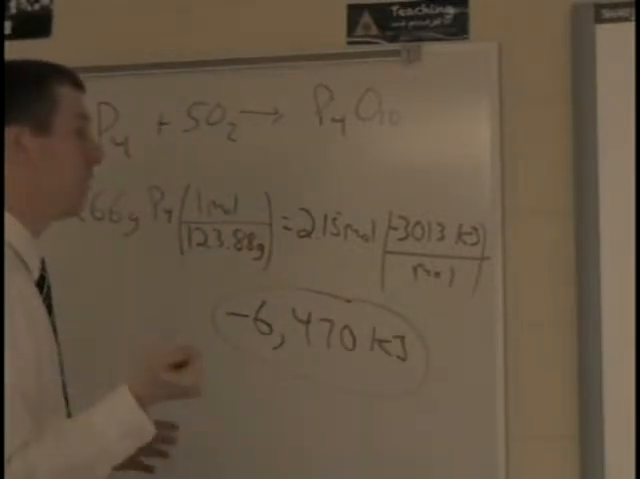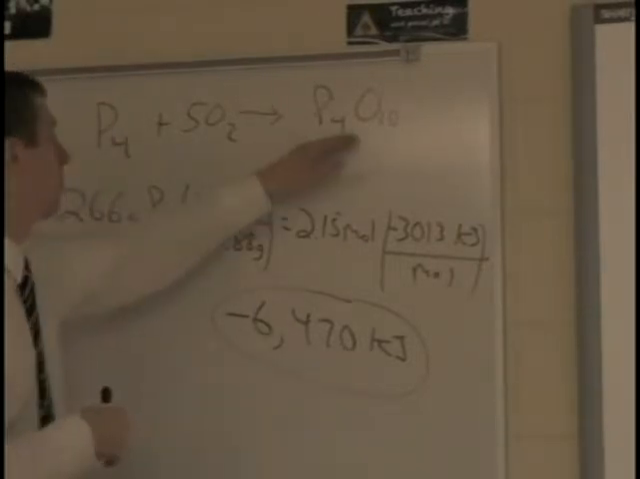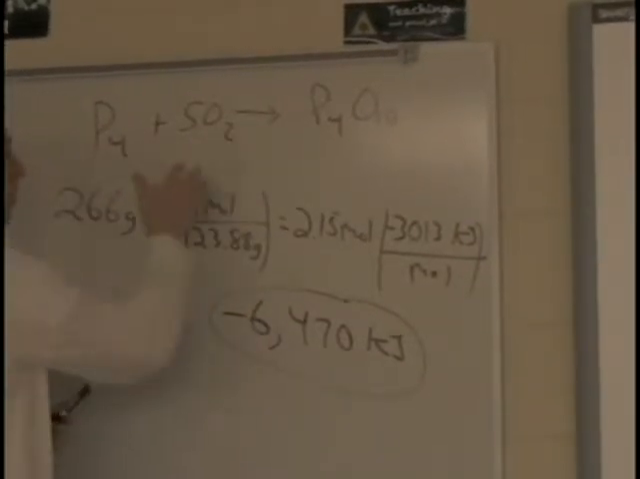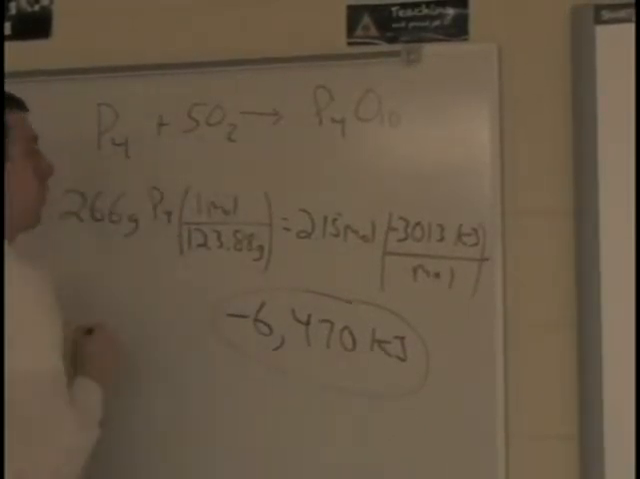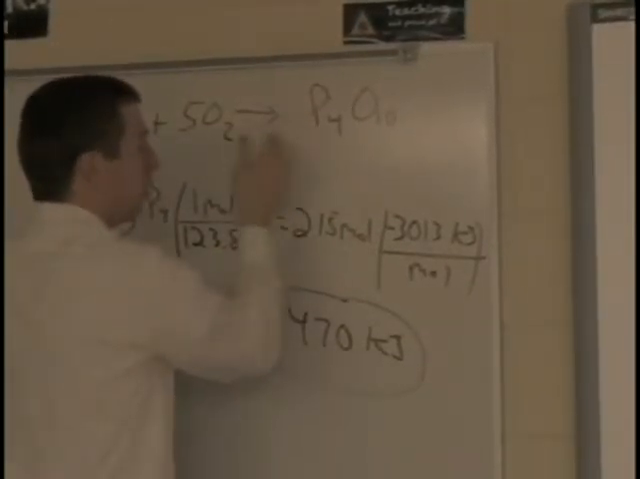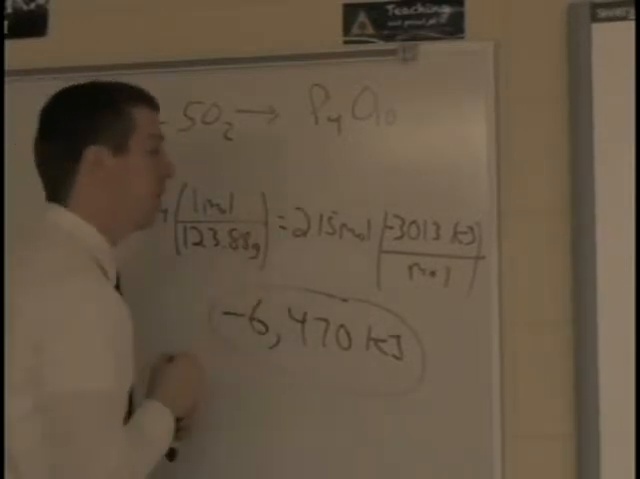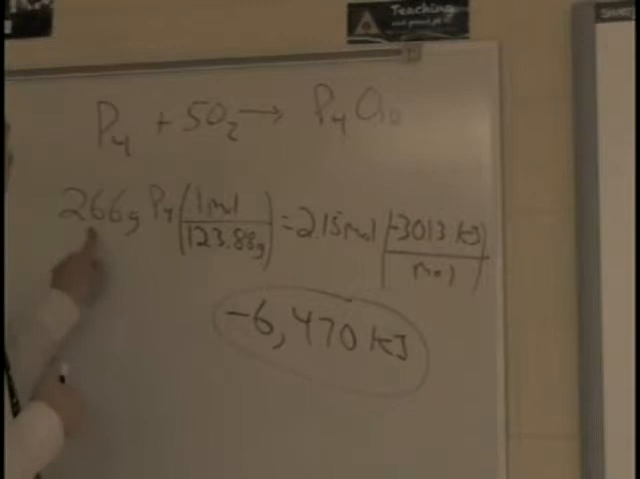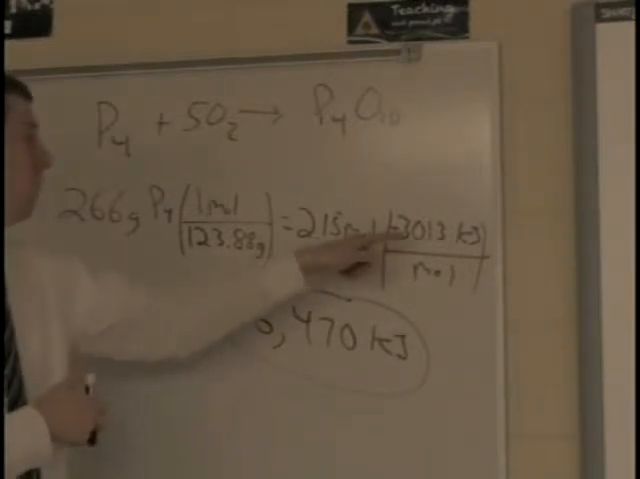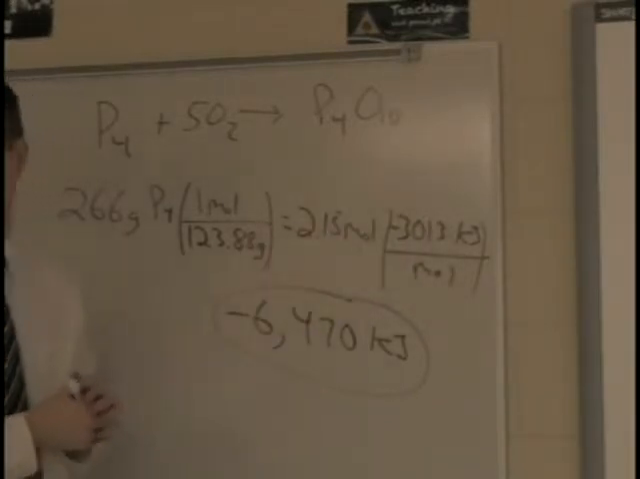So once again, for this particular problem, the equation was given a delta H. So in this particular equation, 1 mole of P4 would be that negative 3013, or 5 moles of O2 would be that negative 3013, or 1 mole of P4O10 would be that negative 3013. So what I want to do is figure out how many moles I had. So I convert my grams into moles, and then I just multiply out. My units cancel, leaving me with kilojoules.